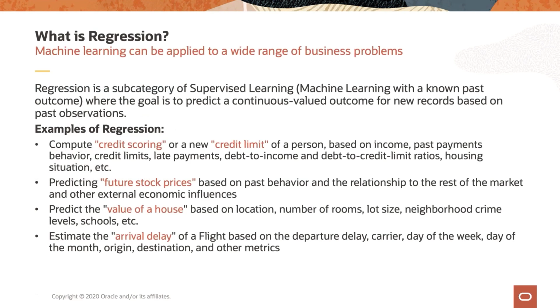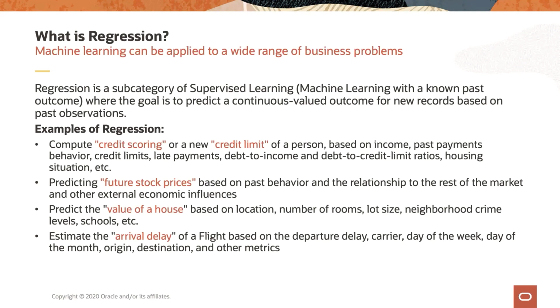So the regression itself. Normally, regression modeling can be applied to many different types of business problems. A little bit differently than classification, where we were trying to predict an outcome of good and bad or 0 or 1, in regression we're trying to predict a continuous valued outcome. So something like credit scoring or a credit limit, where you have many values that a number can take based on income, on past behavior, past payments from customers, credit limits, things like that.